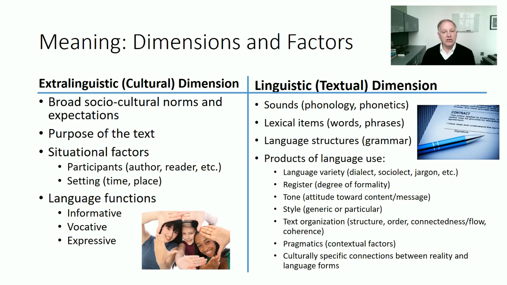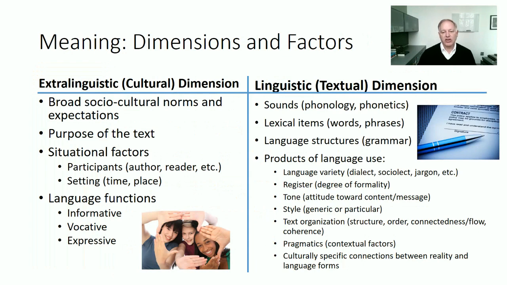And then on the other side, we do have the linguistic, the strictly textual dimension of meaning, right? Those are the sounds, if I'm speaking, what you're hearing right now, the lexical items, the words, the phrases that someone might say or write, and the language structures that you have to use when you're speaking or writing in a particular language. So the textual or linguistic dimension is quite literally the words on the page. And so this also includes, when you're looking at a text, whether you're interpreting it or translating it, reformulating it, the products of language use that I mentioned on the previous slide, right?